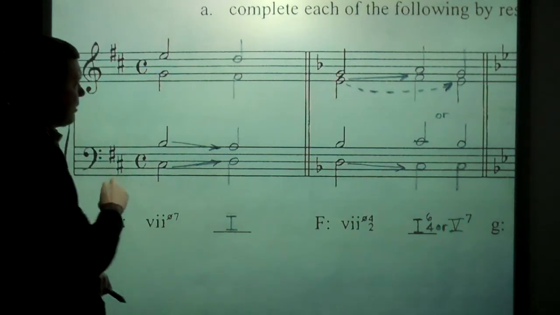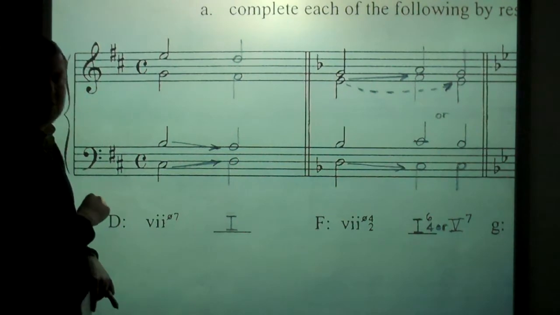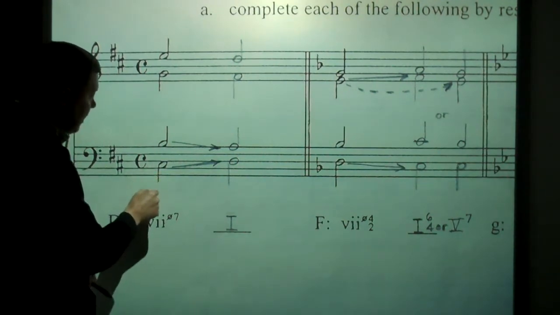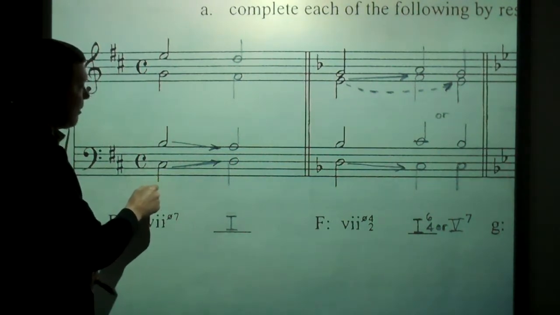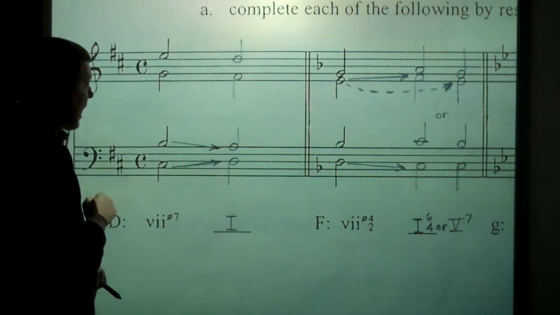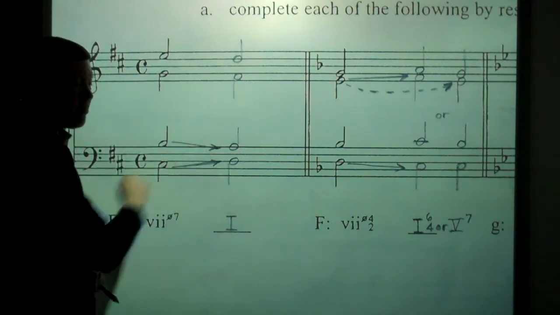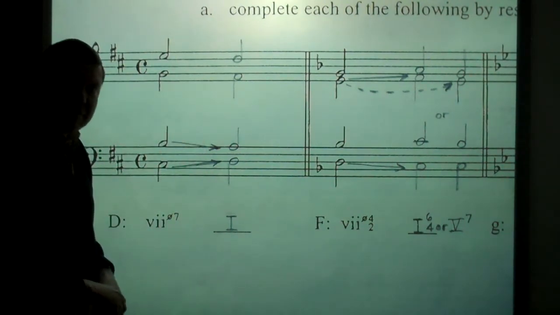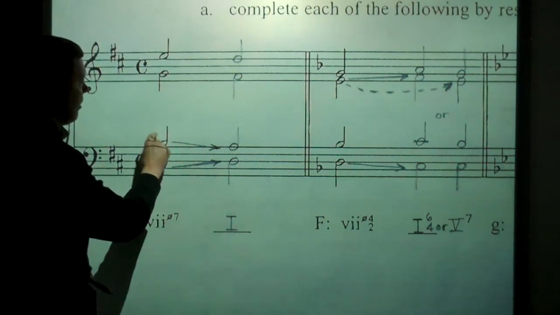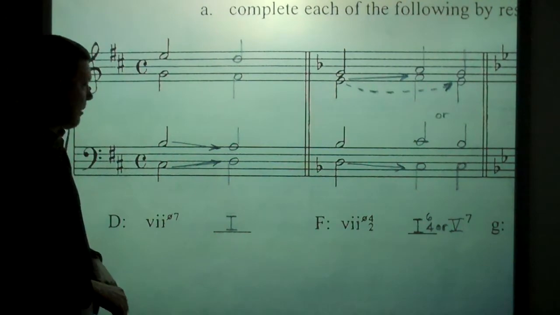Okay? So these two tendency tones move in opposite directions. The leading tone or T of the key, the 7th scale degree, goes up by half step. The 7th of the chord goes down by step. It can go down by half step or whole step, it doesn't matter. But the 7th of the chord, in whatever voice it's found, must go down by step.